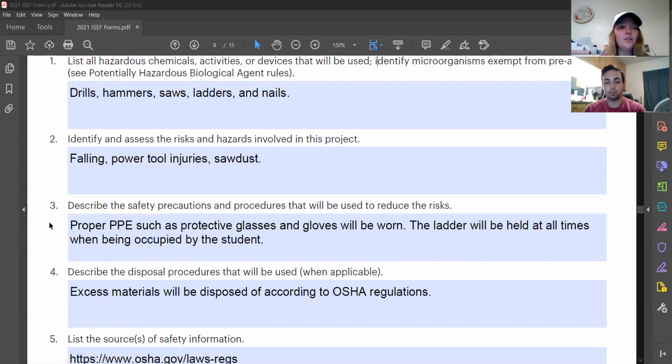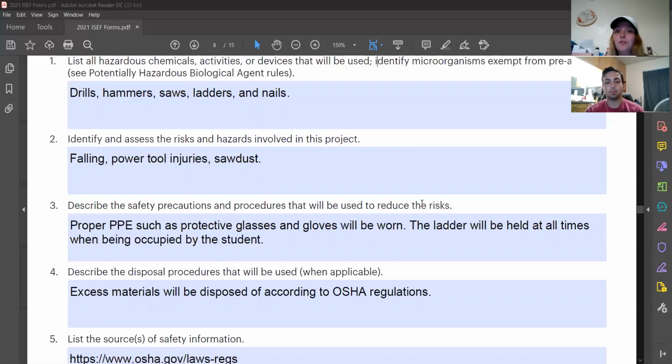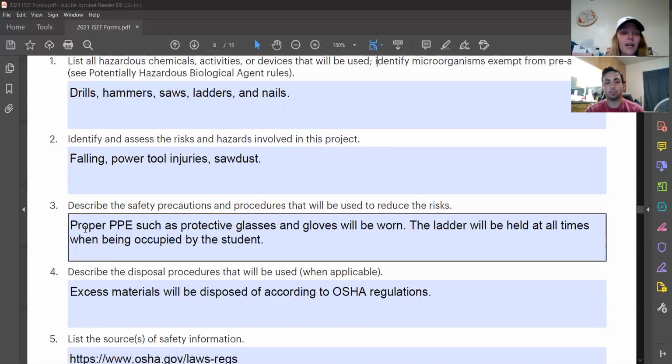Okay, so moving on to question 3, here we're asked to describe the safety precautions and procedures that will be used to reduce these risks. So Carl Science will be wearing proper PPE such as protective glasses and gloves, and the ladder will be held at all times while being occupied by himself to keep him from falling.